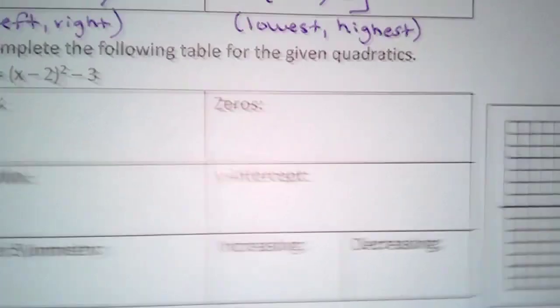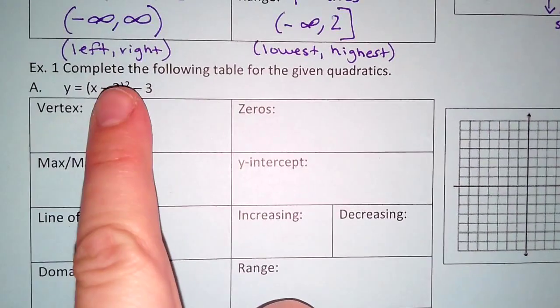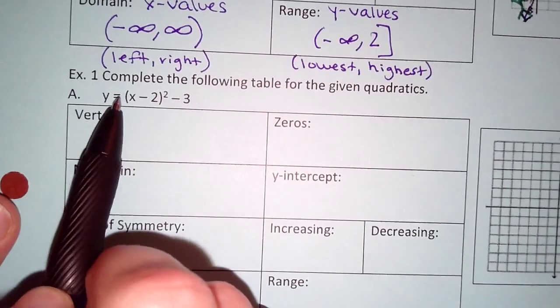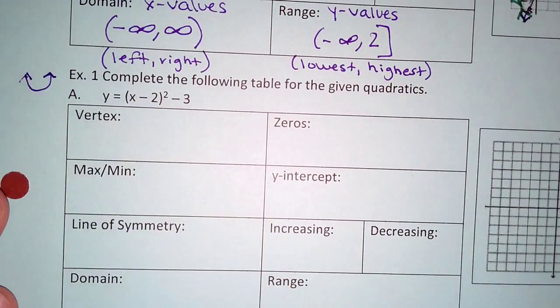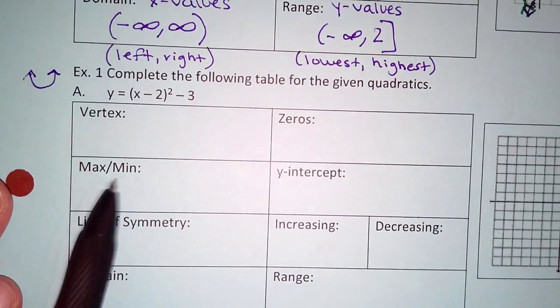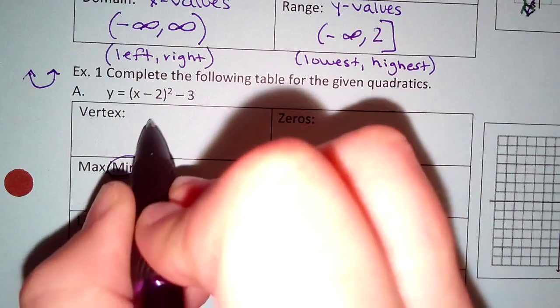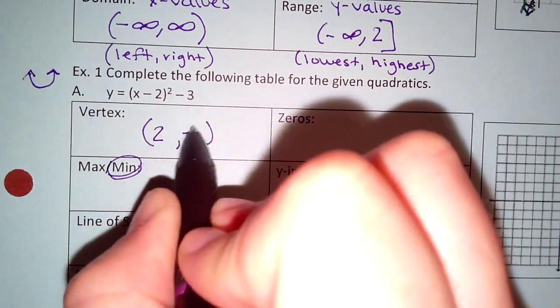So let's take a look at this vertex form equation. As I look at this, let's first think, is this going to be a U shape or an arch shape? U shape, because in front of the parentheses is positive. So I know it's going to open this way, which tells me max or min? Min. Good, I'll have a min. So what is my vertex? 2, -3. Very good.